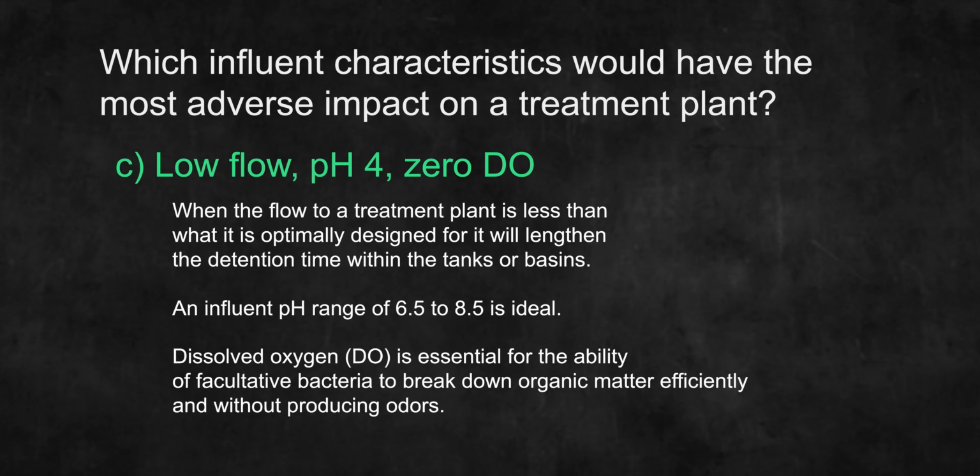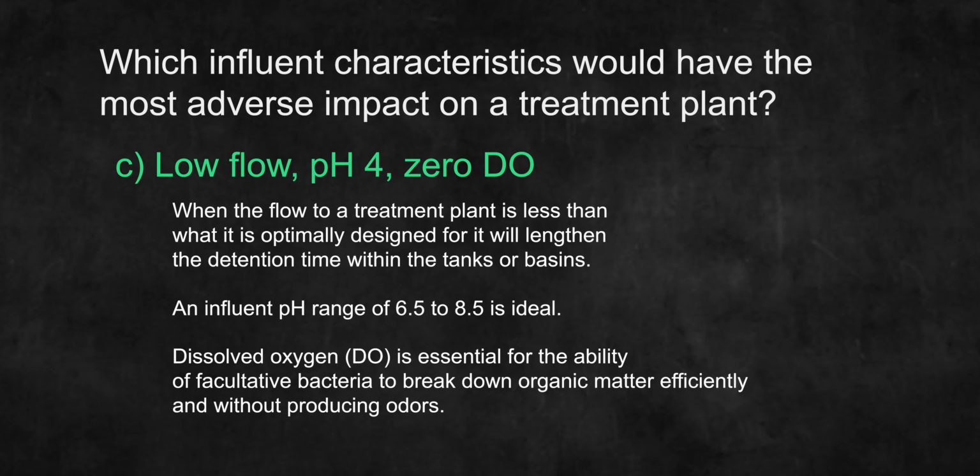The first negative characteristic was low flow. When the flow to a treatment plant is less than what it is optimally designed for, it will lengthen the detention time within the tanks or basins. For example, in a primary clarifier, a detention time longer than 2 or 3 hours can create septic conditions that produce foul odors, which no one wants.